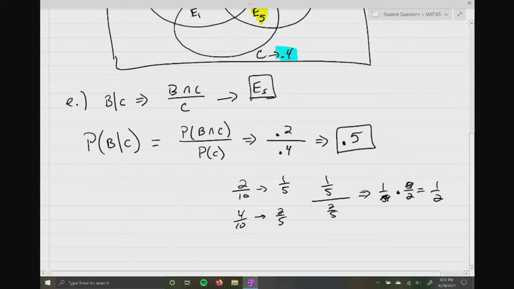So let's see here. I'm going to erase this, and we're going to do letter F. So just give me a second. I'm going to pause the recording. That way I can erase.